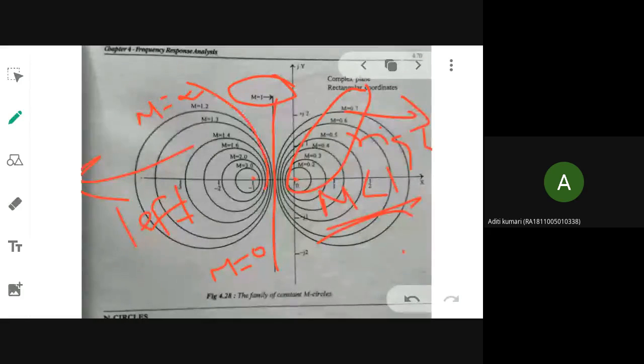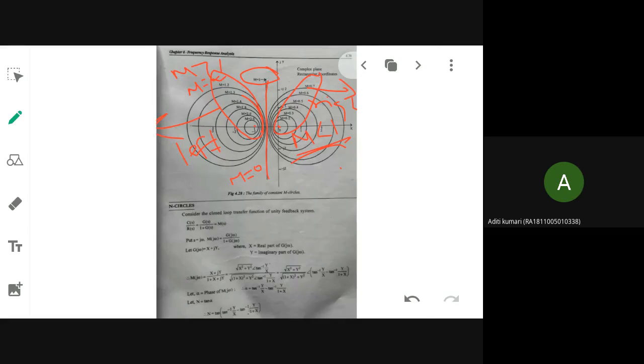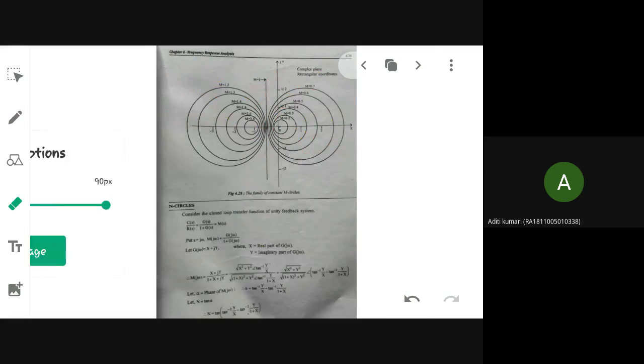On the other hand, for m greater than 1, where are the circles located? Left side. These are all left half. What is the name of the circle? M circle. Why are they called M circle?